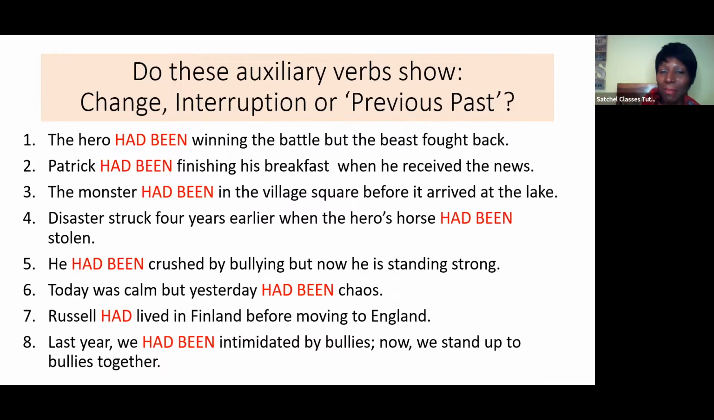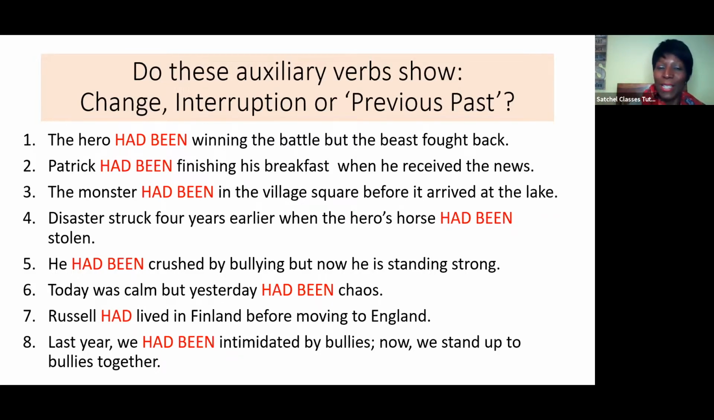The monster had been in the village square before it arrived at the lake. So the previous past. So it's at the lake before, but before that, it had been in the village square. Disaster struck 4 years earlier when the hero's horse had been stolen. So we've got 4 years prior to what was happening in that past. So it's the previous past, so we're using had been. He had been crushed by bullying, but now he's standing strong. So in the non-fiction writing, you can see what had happened, but what is currently happening.